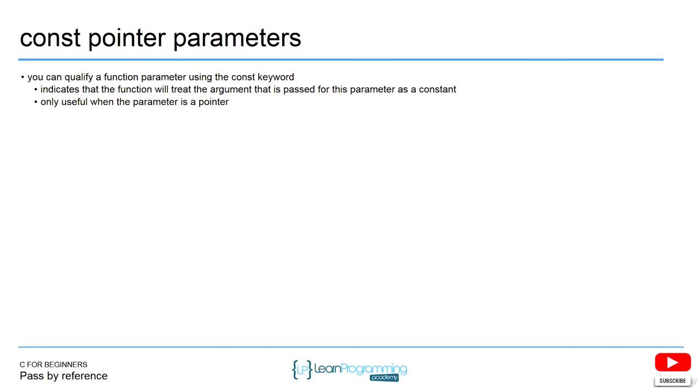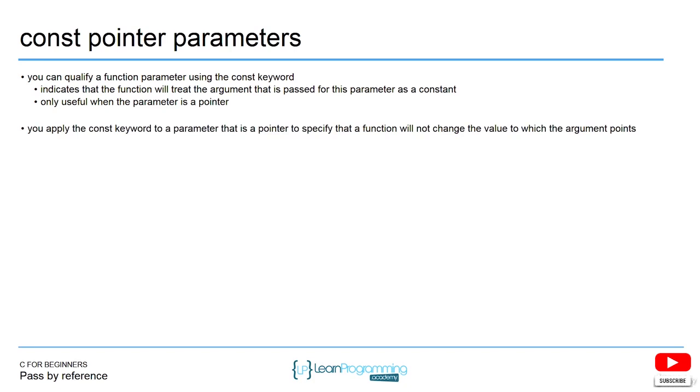Now, you can also qualify a function parameter using the constant keyword. This indicates that the function will treat the argument that is passed in for this parameter as a constant. It's only useful when the parameter is a pointer, right? Because if you're passing by value and you're not passing in pointers, it doesn't matter, because if you change it, it's not going to affect anything outside the function. So why would you make it a constant? Who cares if you change it? The only reason you make a pointer a constant is because you don't want values outside the function changing. And so you can apply the constant keyword to a parameter that is a pointer to specify that the function will not change the value to which the argument points.